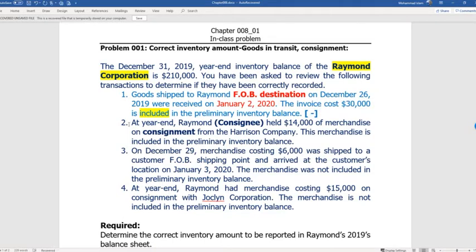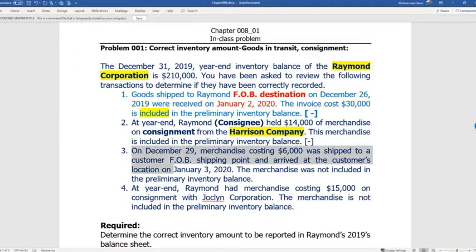Okay. Now, number 2, at the year end, Raymond held 14,000 of merchandise on consignment from Harrison Company. Here the Harrison Company is the consignor, and we know that goods held on consignment are usually owned by the consignor. So here, the Harrison Company is the owner of the goods of 14,000. This merchandise has been included in the preliminary inventory balance of Raymond. So what should we do? We should subtract this one from Raymond's inventory.